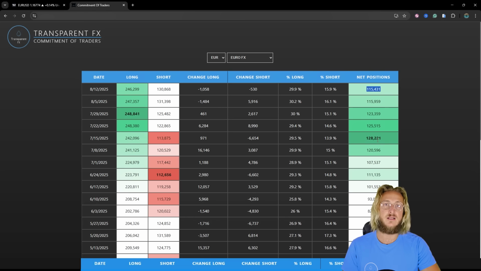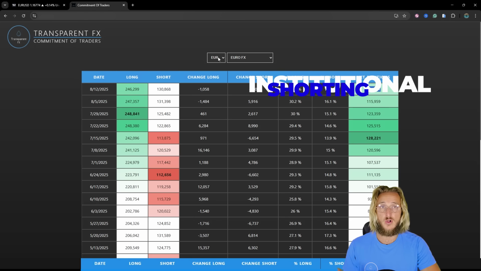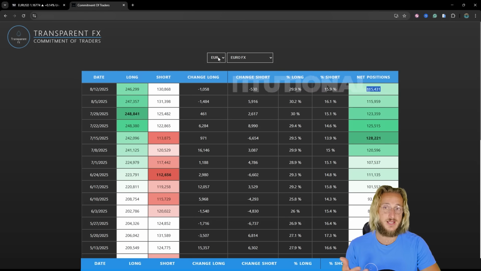So we have seen a clear decrease in the net positioning, showing how institutions are now starting to move back to the bearish side for the euro. And since all currencies on the spot are traded against the USD, they're moving to the bearish side for EURUSD. So let's keep all of this in mind and move back to the chart.